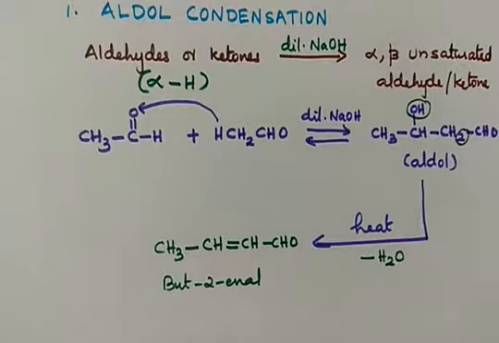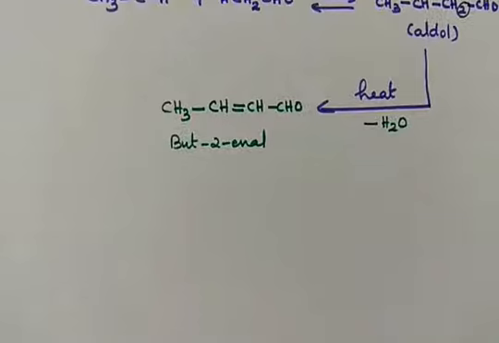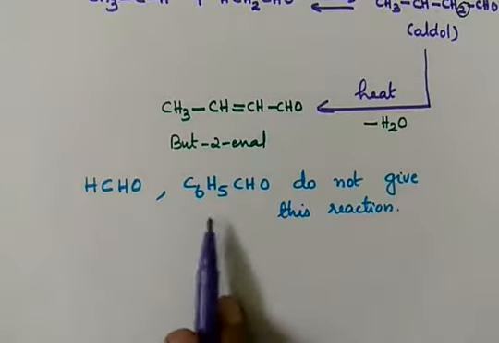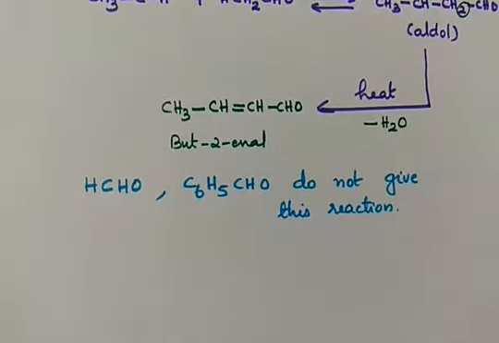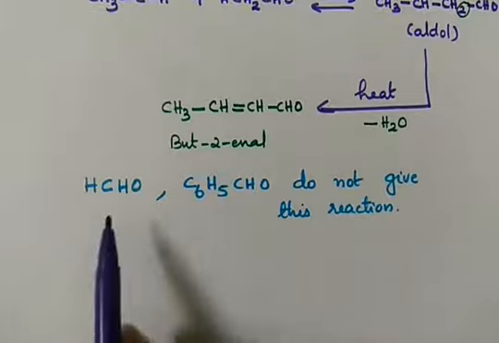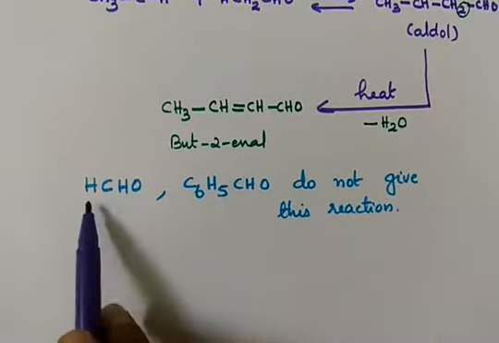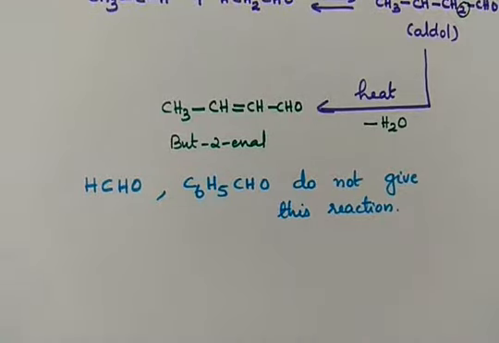Okay, so aldehydes or ketones having alpha hydrogen undergo condensation in the presence of dilute alkali to form alpha beta unsaturated aldehyde or ketone, and this reaction is called aldol condensation reaction. Note that formaldehyde and benzaldehyde do not give this reaction. Why? Because no alpha hydrogen is present in formaldehyde or benzaldehyde.